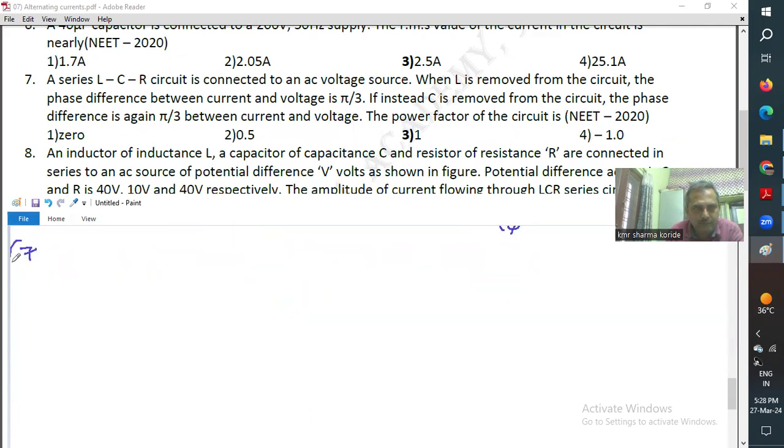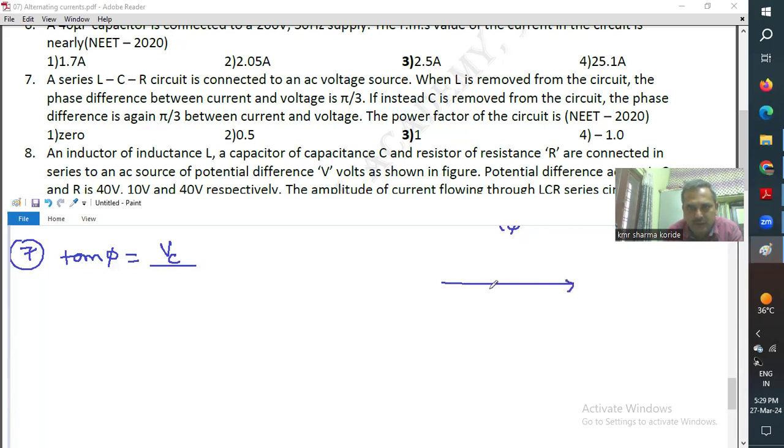7th. A series LCR circuit is connected to AC voltage source. When L is removed from the circuit, the phase difference. So remember, tan phi without L. So without L, tan phi means you will have to write VC by VR. So based on the phase diagram also you can understand.